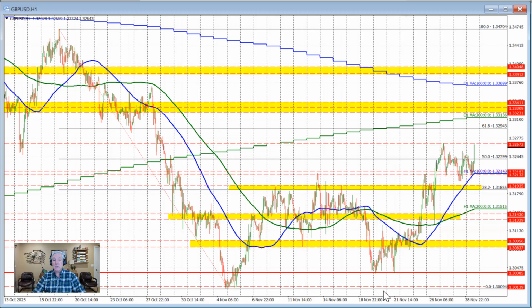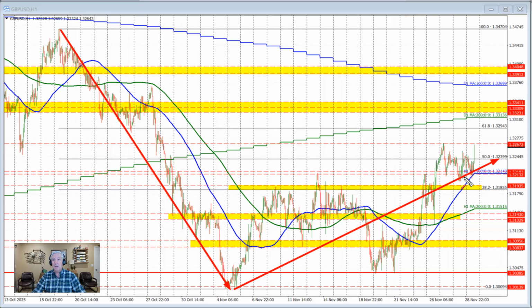We just broke above the 50% retracement of this move to the downside. That 50% retracement comes in at 1.32399. So getting above that level now makes this level the close risk level for traders. As long as the price remains above that level, the bias remains more to the upside. Next target obviously comes in against this level, 1.3267 level.